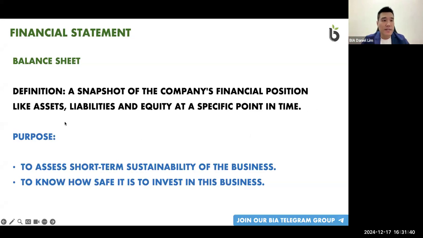Whenever we go to the balance sheet, the purpose is to assess the short-term sustainability of the business, and of course, to know how safe it is to invest in the business. It's the same as when you go to a company, you want to make sure that the company is healthy. Right, there's a lot of assets, a lot of cash, and very minimal liability. It makes common sense, right? So this is the place that we go to take a look, which is the balance sheet.